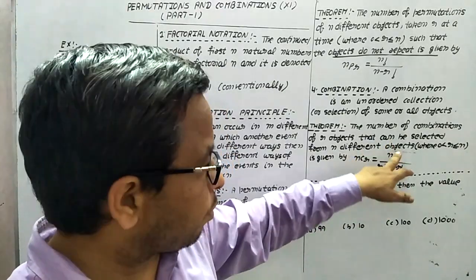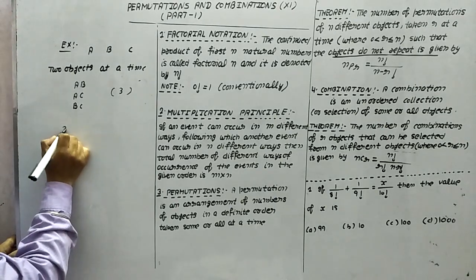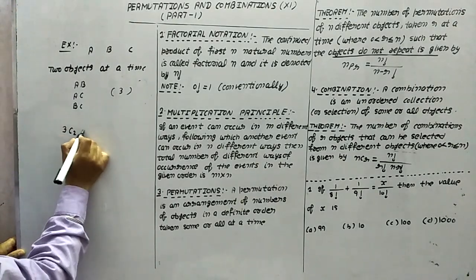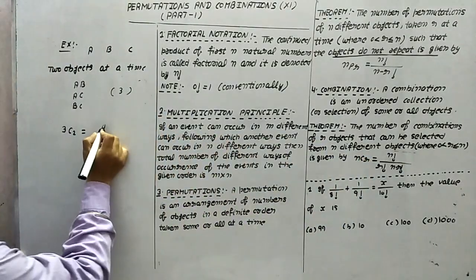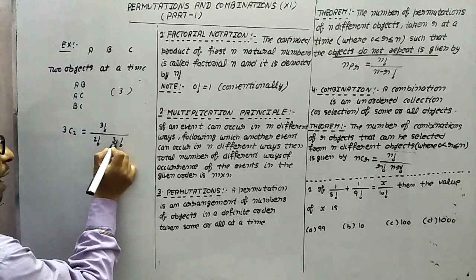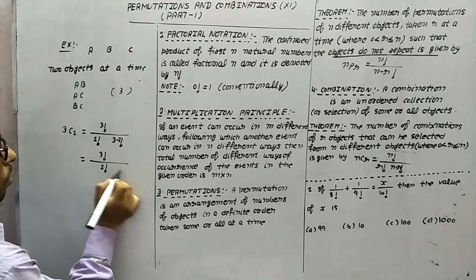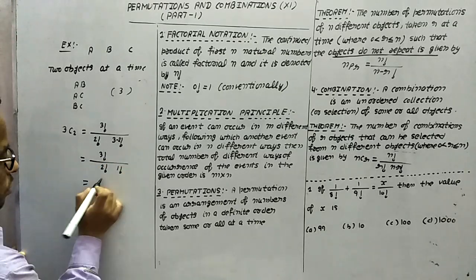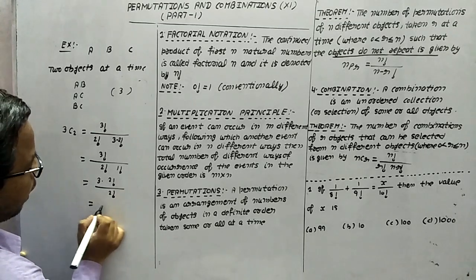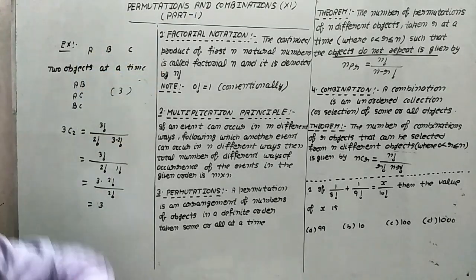What rule is developed for this? nCr = factorial n upon factorial r into factorial (n minus r). How many objects were there? 3. How many are we selecting? 2. According to this rule, factorial 3 upon factorial 2 into factorial (3 minus 2). It means factorial 3 upon factorial 2 into factorial 1. This 3 into factorial 2 cancels out, and what is this? 3. And here also it is coming 3.